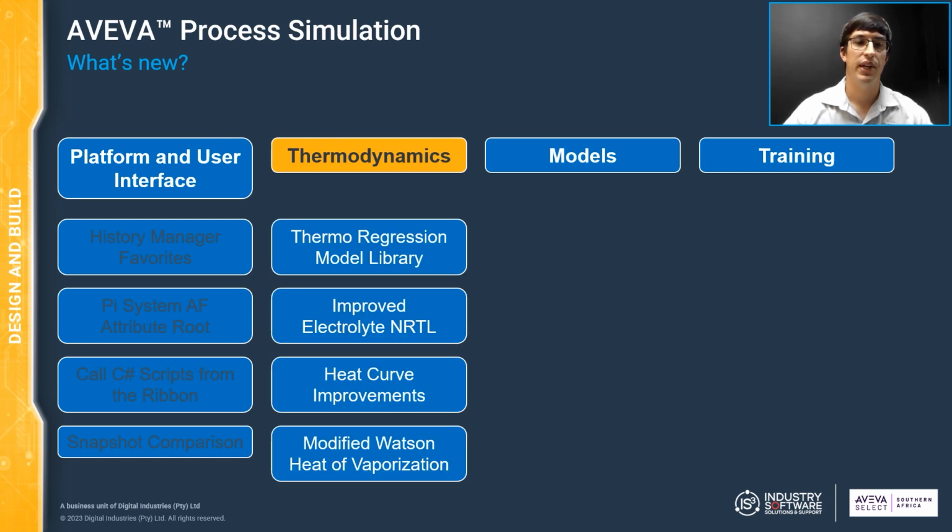Improvements for the thermodynamics have also been implemented. A dedicated regression model library to regress pure component, binary, and other reaction data was included. The electrolyte NRTL reaction models and the heat curve for heat exchangers were also improved. And the modified Watson heat of vaporization has an improved accuracy.